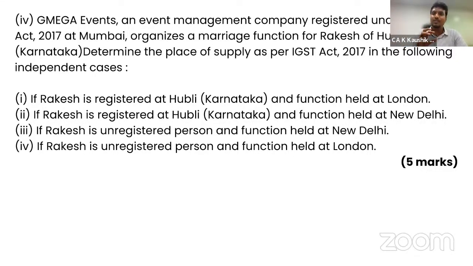The second situation says that the function is held at Delhi, but it is registered and given in Hubli. So here it does not matter. Again, the place of supply shall be Karnataka, and here it will become the place where the function is held, but it will become New Delhi. If you see the reasoning here, this is how you need to write.